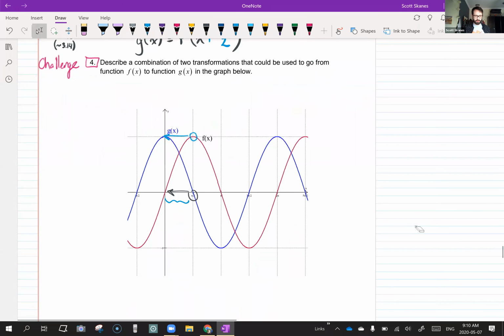Number 4 is a challenge question. It says, describe a combination of 2 transformations that could be used to go from the first function to the second function. And there's many, many different answers for this. For example, I could move the pi units to the right and then flip it. There's different ways we could do it. I'm actually not going to cover it. If you're curious about it though, you can feel free to look at my solutions for it later. I just don't want to waste anyone's time by doing something a little bit too tricky without having it ever assessed, okay? So I'm going to move on from transformations.